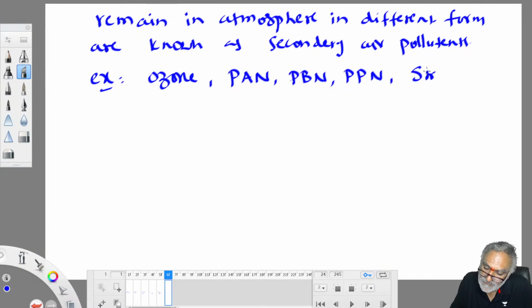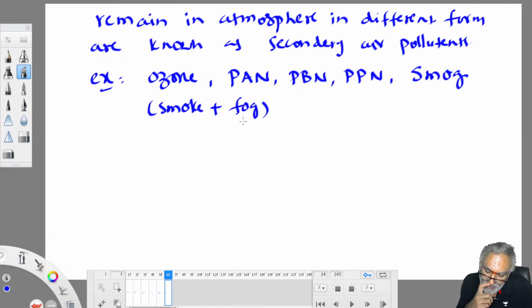Then smog, atmospheric smog. Smog means what? Smoke plus fog. So smoke released into the atmosphere reacts with substances present in the atmosphere and is converted altogether into a different kind of pollutant in the atmosphere known as smog. Every year in London so many people die due to smog. Okay. So that is a very popular pollutant.